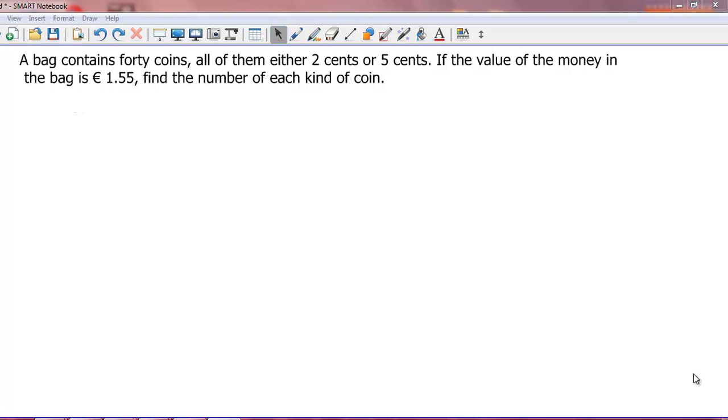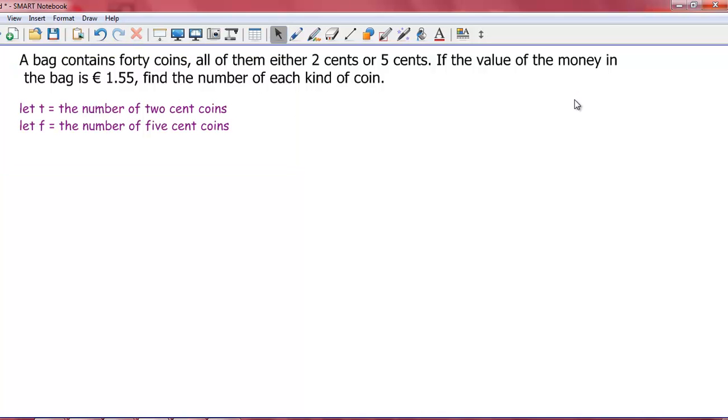So this one we have here says a bag contains 40 coins, all of them either 2 cents or 5 cents. If the value of the money in the bag is €1.55, find the number of each kind of coin. So the first thing that we want to do here is set up a let statement so that we know what values that we have for our different variables.